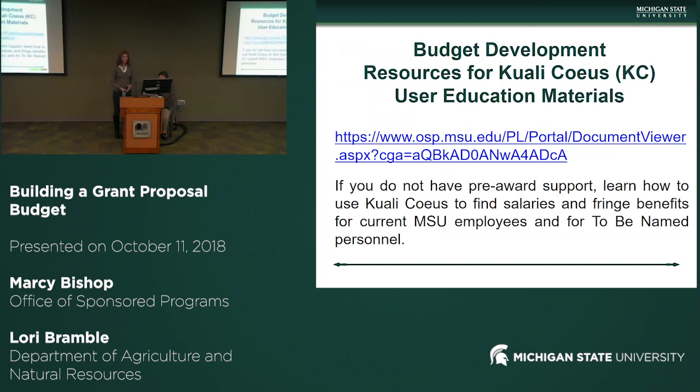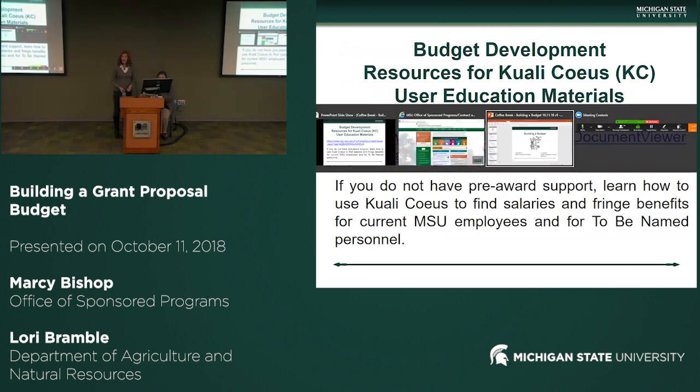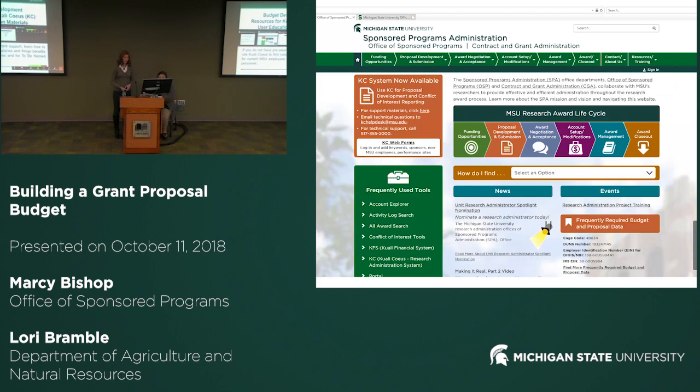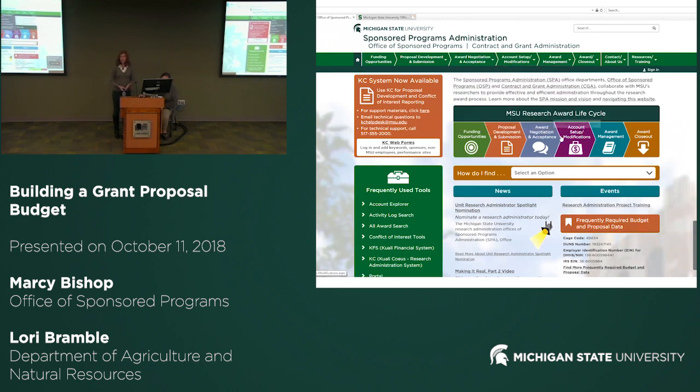So here is a link to some KC resources for developing your budget. If you do not have a pre-award support person, these materials will help you learn how to use KC to find the salary and fringe. And then today, we're actually going to show you step by step how to build a proposal development document and then a budget and get those salary and fringes for yourself.